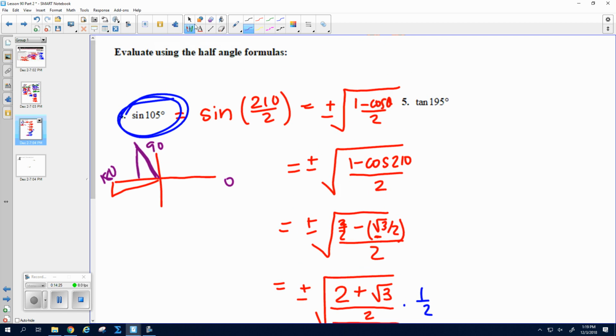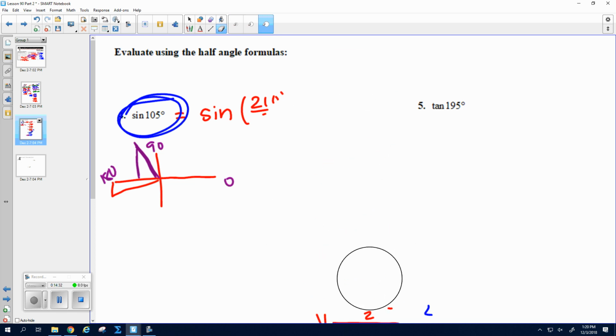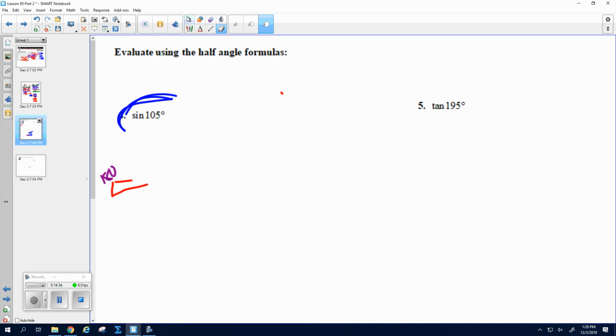All right, let's do tangent of 195. I need some space. Oh yeah, it is supposed to be changed to 195. So 195, we're going to use a half angle formula because that's what it says to do. So first you double it. So I can write it as 390 over 2. If you times that by 2, it's the same as 390 divided by 2.